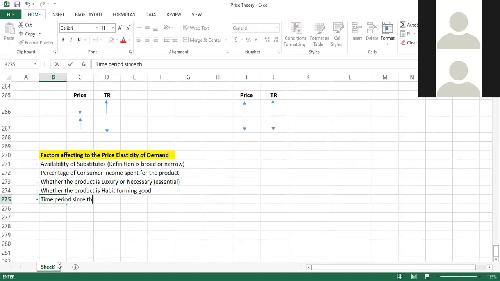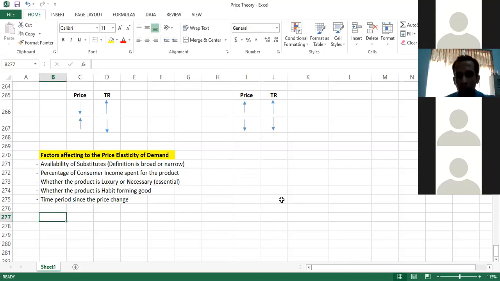The time period since the price change means, usually, as soon as the price of a particular product increases, will the demand be elastic or inelastic? In other words, I mean in the short run. In the short run, when the price of a particular product increases significantly, will demand be elastic or inelastic, relatively, for any product?